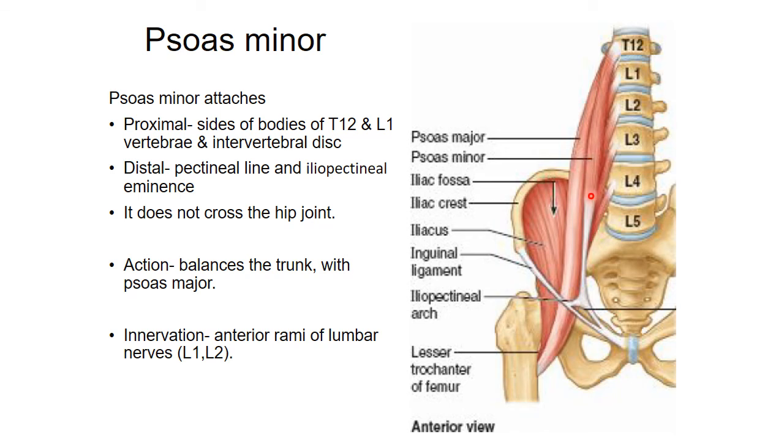It's a small, slender muscle over the surface of the psoas major, and this muscle doesn't cross the hip joint. It just ends at the pectineal line and the iliopectineal eminence. Remember, this muscle will not cross the hip joint. Action is it balances the trunk with the psoas major muscle. So it is just helping the psoas major in balancing the trunk. Innervation is from the anterior rami of the lumbar nerves, first and second lumbar nerves.